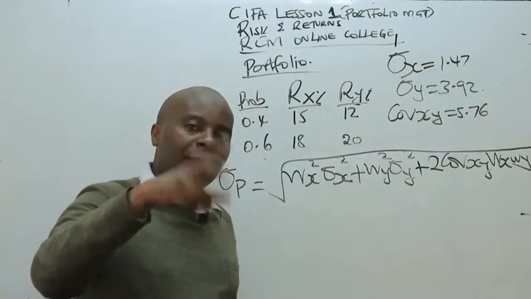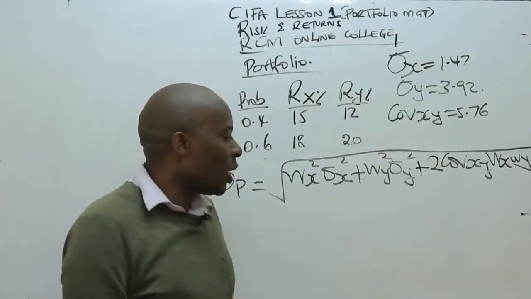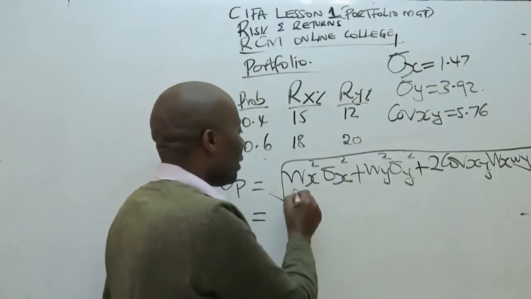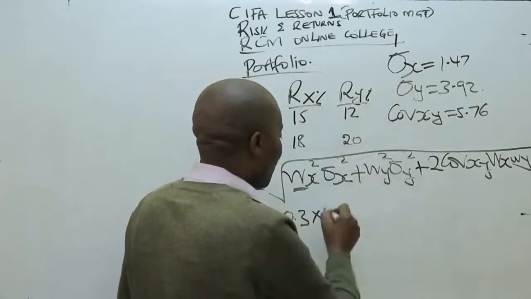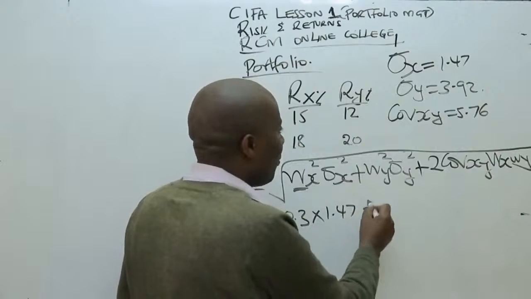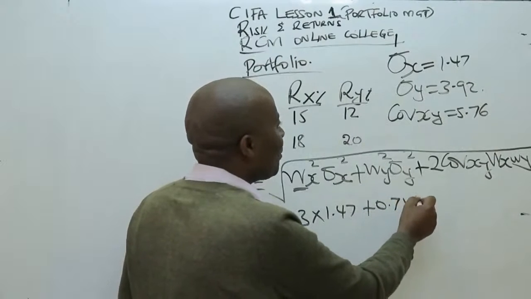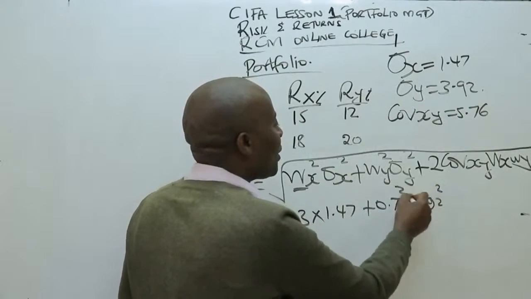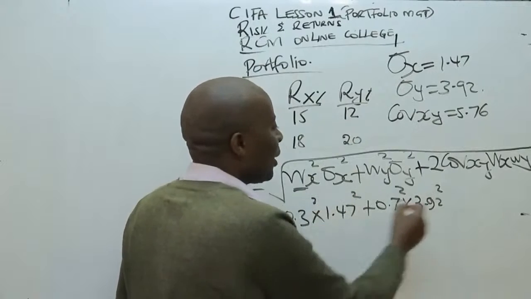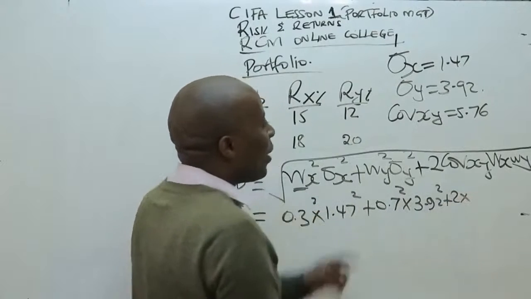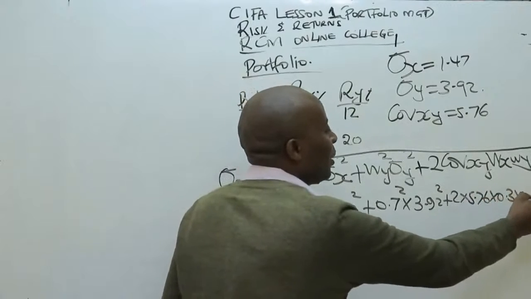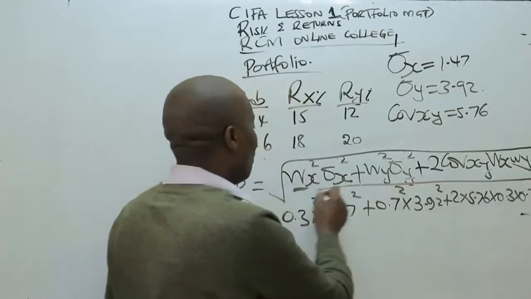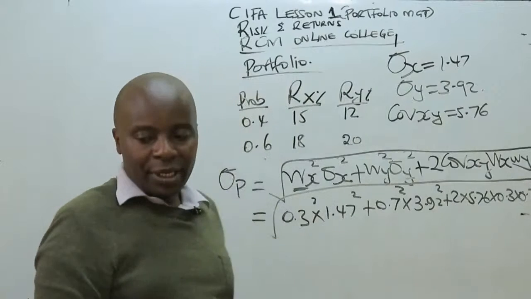Aura had both 30% of X and 70% of Y. So we have the weight of X, 0.3, times the standard deviation of X, which fortunately I saved there, 1.47, plus 0.7 times 3.92. These must be squared, plus twice the covariance that I have here, which is 5.76, times the weights, and then at the end of the day we have to crown it with a big square root.